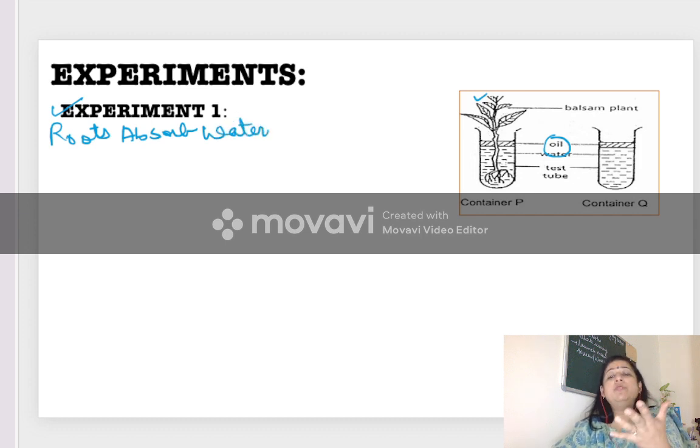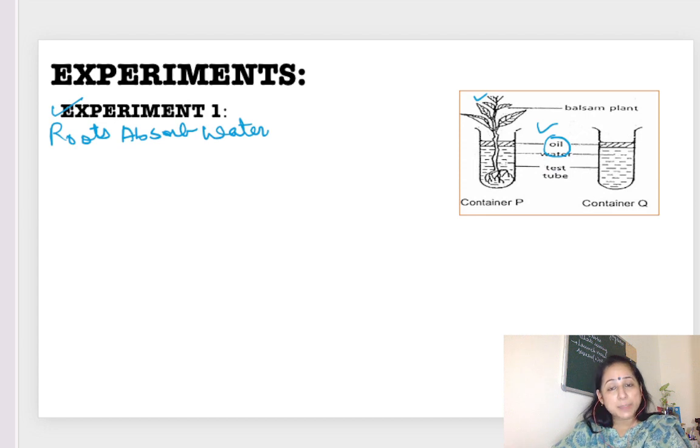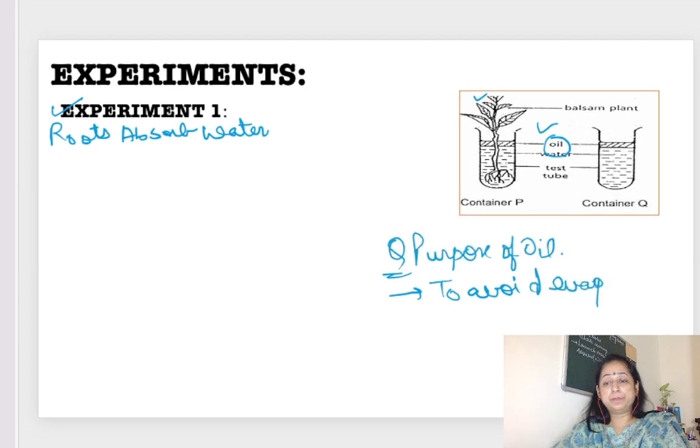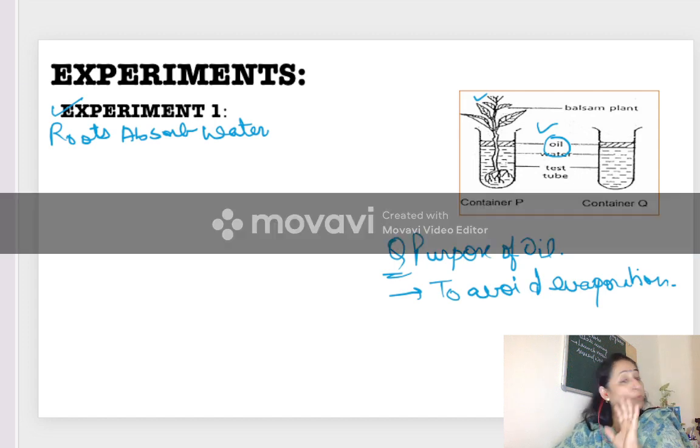What do we want to prove? How do we prove it? So in a test tube we place this plant and we put oil over it. Why is this oil placed over it? So that no water is lost by transpiration. If you get this experiment, they will definitely ask this question. I'll just write it here. Purpose of oil. Purpose of oil in this test tube, and the answer would be to avoid evaporation. So that we know that the level of the water which comes down, all the water has been absorbed by the roots, and no water has evaporated.